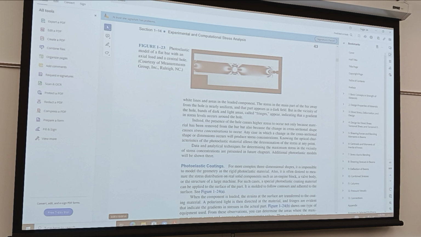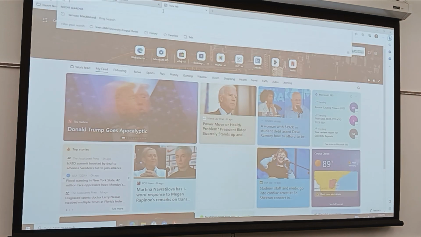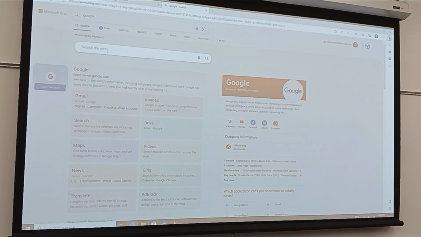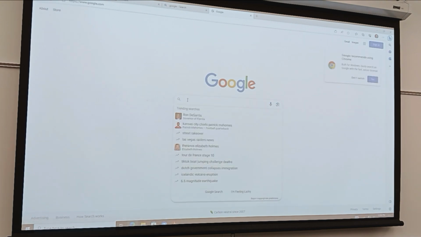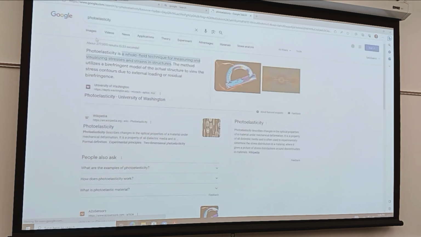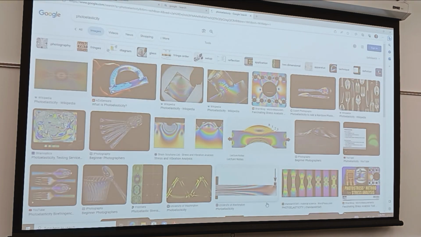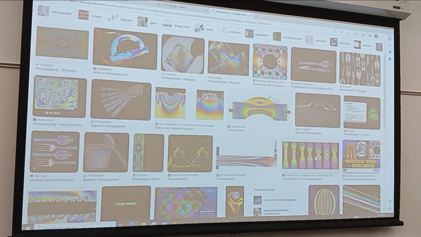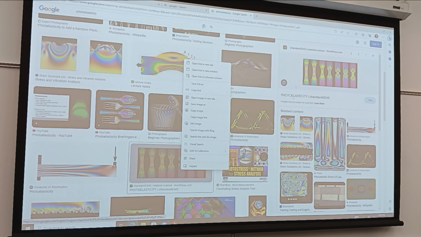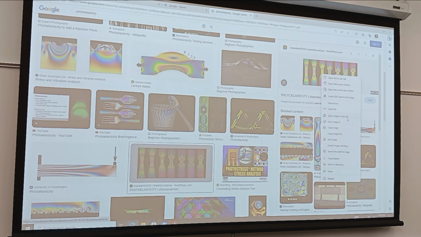Probably could Google. I'm sure Google is a great tool. So Google and search. Thank you. Is this it? No. Okay. So photoelasticity images, and let's see which one would be relevant. Yeah, maybe here. Open in a new tab.